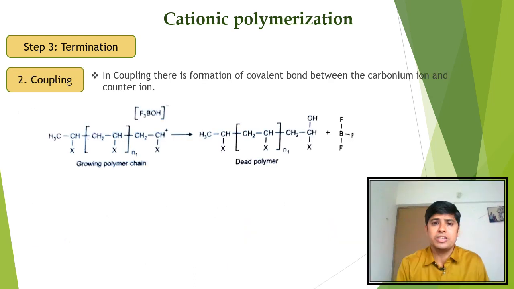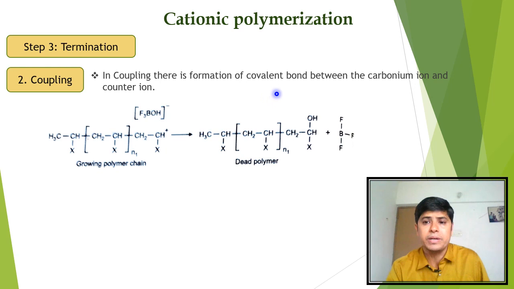The next way of termination is coupling. In coupling there is formation of a covalent bond between the carbonium ion and the counter ion. Now see, this is the growing polymer chain, and this is the anion of the ion pair species. So there will be formation of a covalent bond. This covalent bond will get formed.